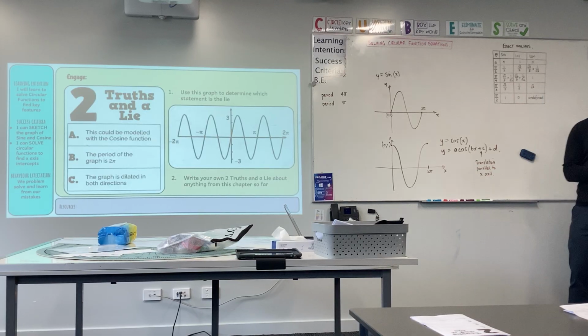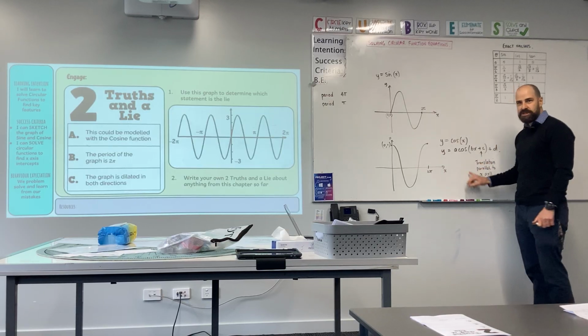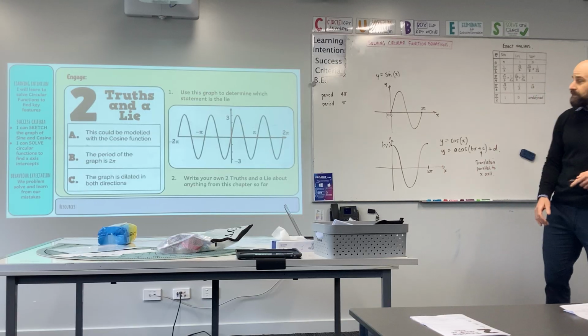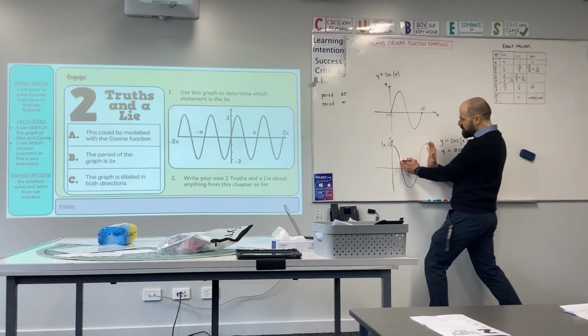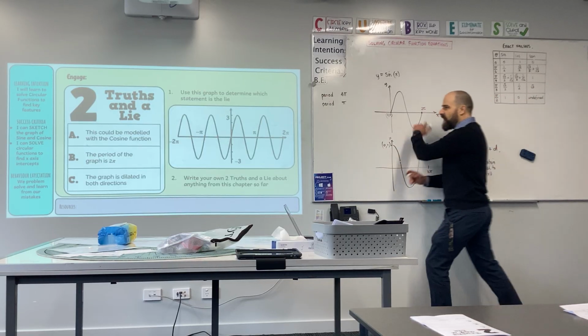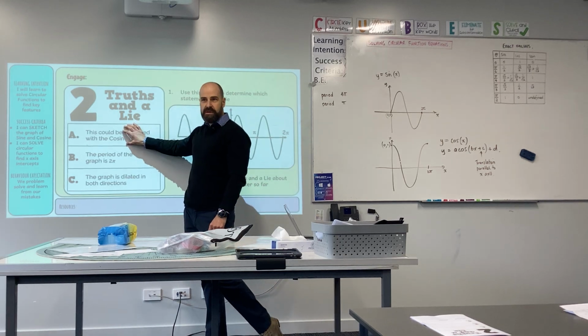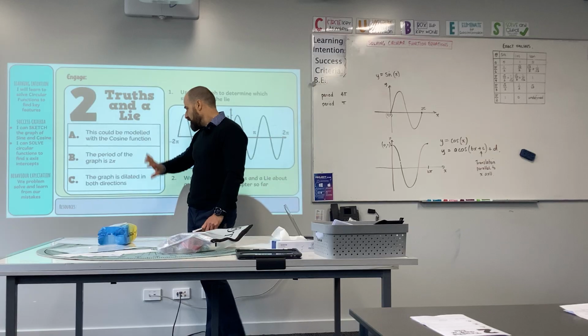And if you're ever asked to describe the transformations, we have to use this formal language. We'll talk more about that as we do more graphs over the next couple of months. All right? But this could move it sideways, so if I move this graph sideways, I could match it up with that. That is 100% true. It could be modelled with a cosine graph. All right? What about this one?